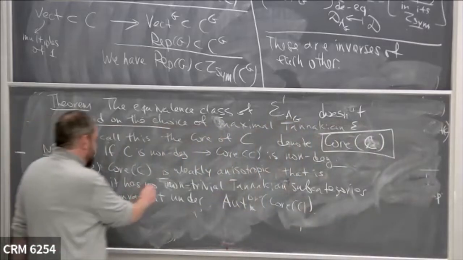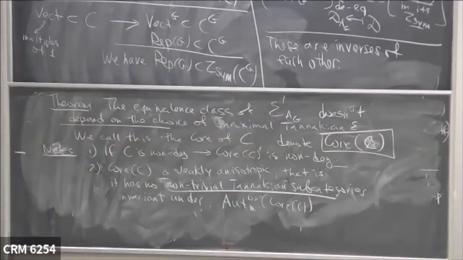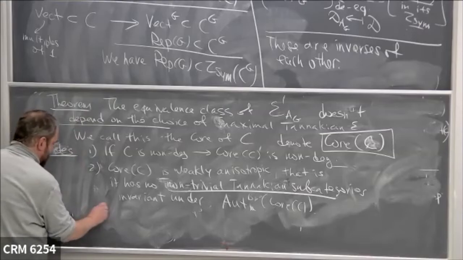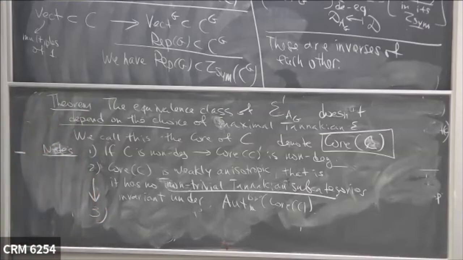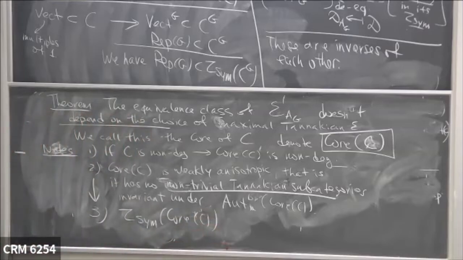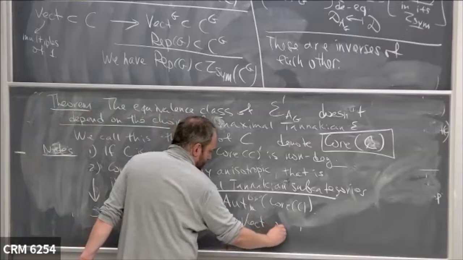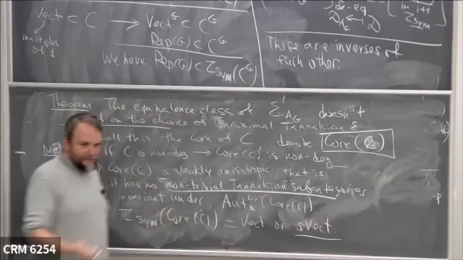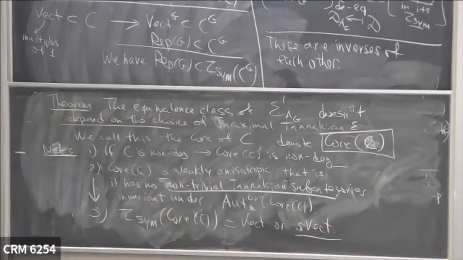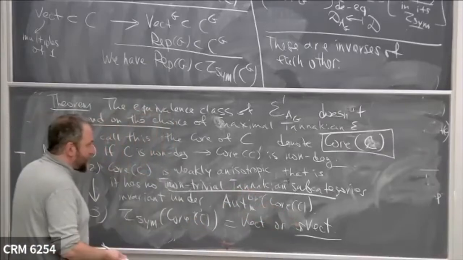Now, what does it mean? Well, that's actually quite a restrictive condition, because it implies immediately that the symmetric center of the core, like I said, it can be degenerate, but the symmetric center is either vector spaces or supervector spaces. So that's what I meant when I said that it's either degenerate or very close to being degenerate, okay? And the reason for this is simple.